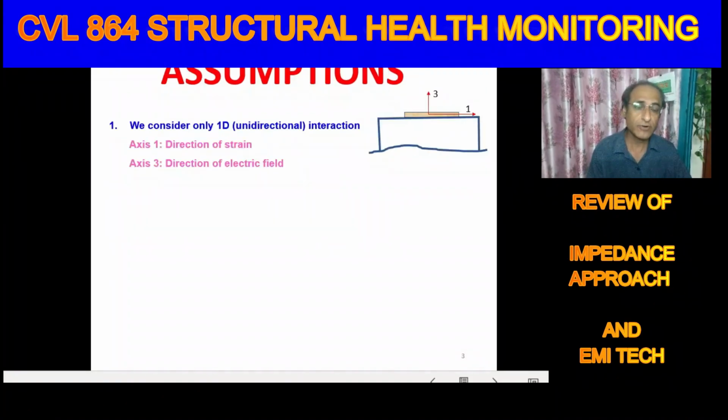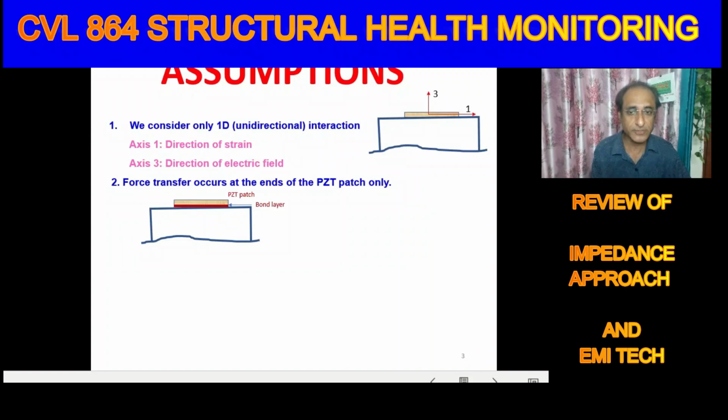And what were our assumptions? We are considering only 1D interaction. We are assuming that the force transfer is happening at the ends only, but the true one is through the medium of the adhesive. So the actual behavior of the adhesive is like this: if we are using it as a sensor and we are applying stress on the structure, then this is how the deformation will happen.